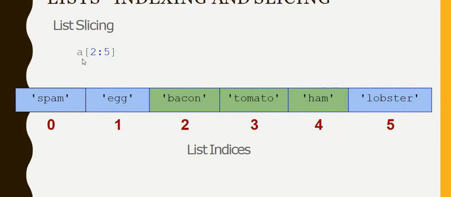So when I say A 2 colon 5, it means from second position you are going to retrieve the value till 5 minus 1, that is 4. So what all values you'll get? Bacon, tomato and ham. Alright, so this way you can perform list slicing.